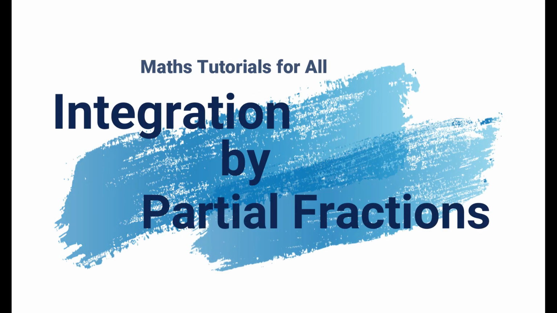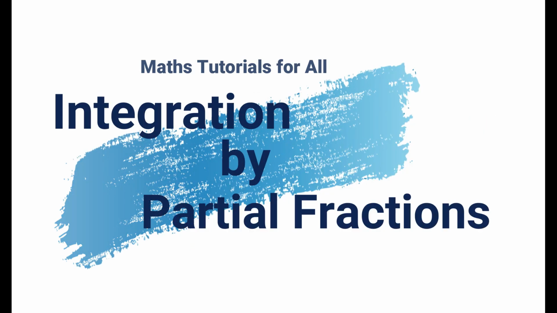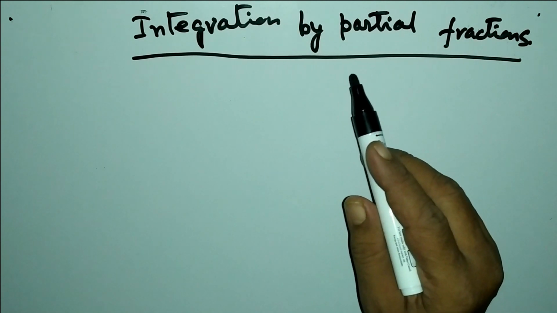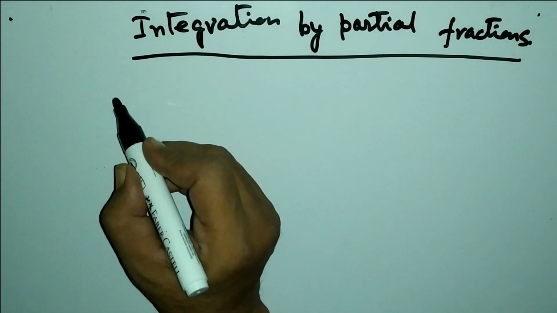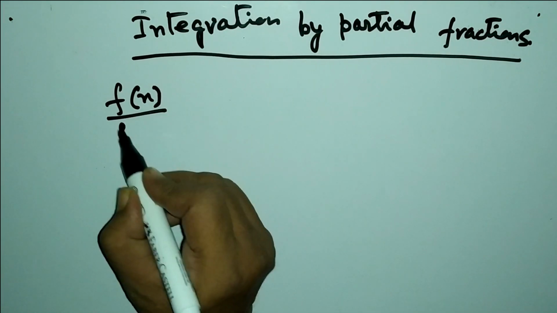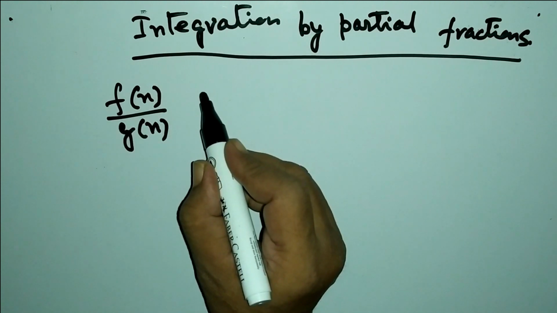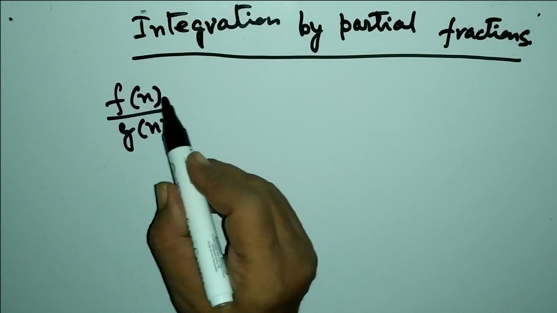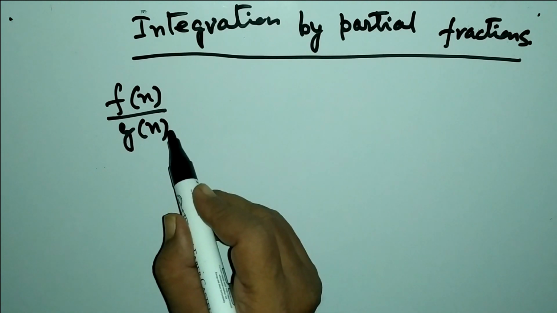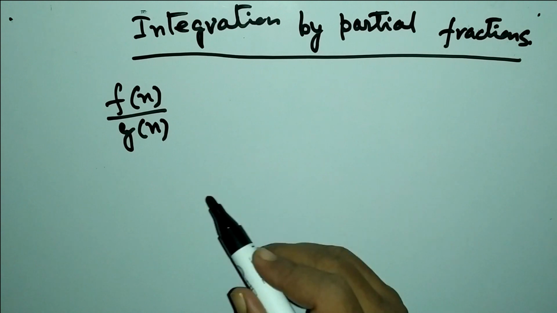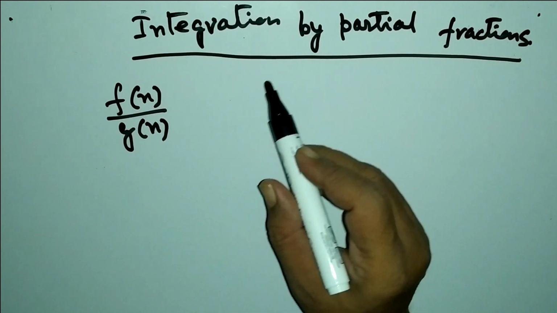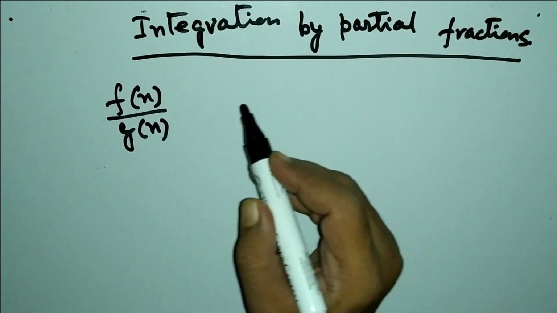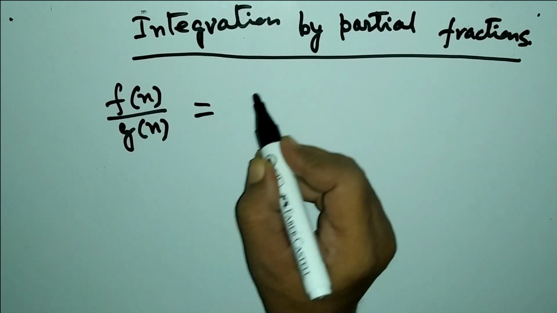Hi viewers, today's topic is integration by partial fractions. If the numerator and denominator of an integrand are polynomials in x, suppose f(x)/g(x), where f(x) is a polynomial in x and g(x) is also a polynomial in x, and the power of f(x) is less than the power of g(x), then we can integrate by partial fractions.